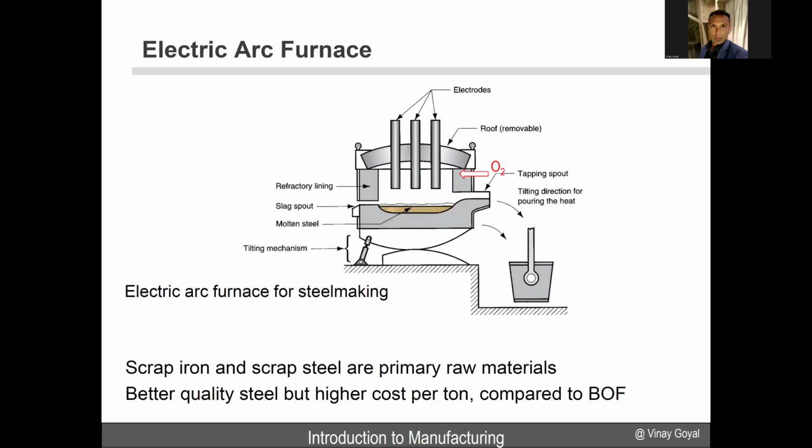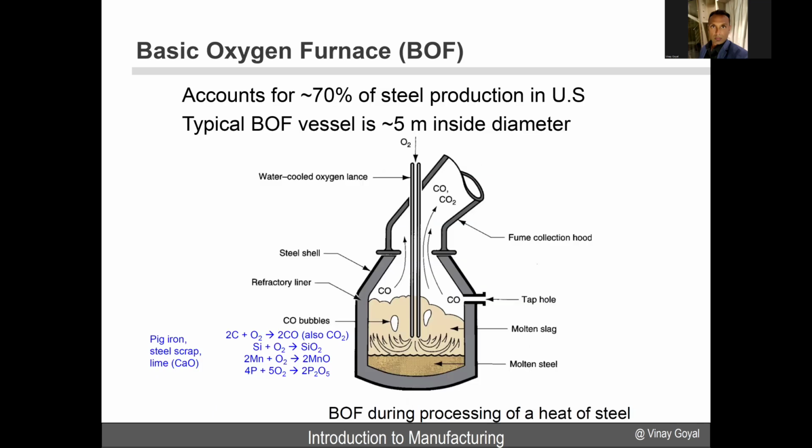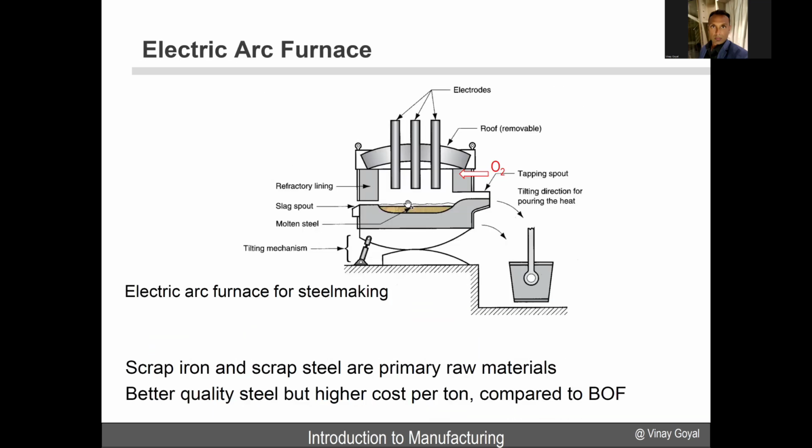Electric arc furnace can also be used for steel making. Scrap iron and scrap steel are the primary raw materials here. It'll get you better quality steel if you use this, but it's very high cost per ton compared to the BOF process. In this process, you have a molten steel, you have a refractory lining, you have electrodes that charge, you have your roof, and then you have your oxygen in here. And then by tilting this contraption, you'll be able to pour the material.